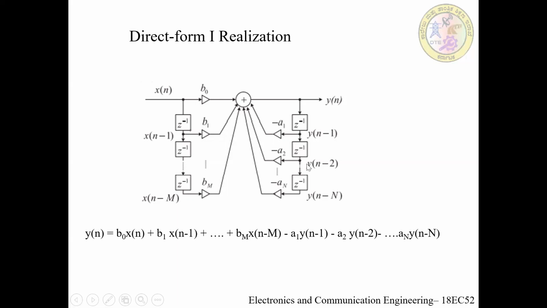After this, it is y of n minus 2. After the nth delay unit, the signal here is y of n minus n. So our y of n is nothing but the input part plus, since subtraction is nothing but addition of a negative element, minus a1 into y of n minus 1, minus a2 into y of n minus 2, minus a3 into y of n minus 3, up to minus an into y of n minus n. So it is in general.